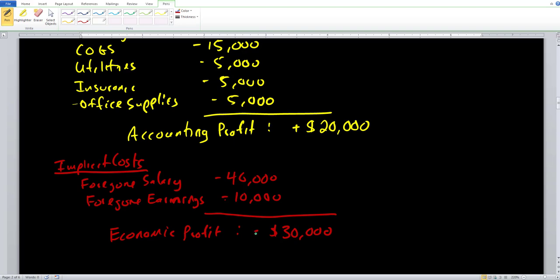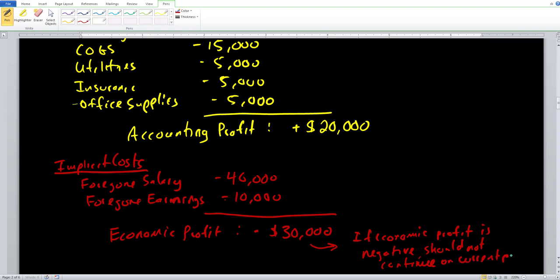So therefore, our economic profit is negative. And what does that tell us? Did we make the good decision by pursuing our dreams, or the bad decision? It just tells us that we have made the bad decision. Remember, if economic profit is negative, that means we should not continue on our current path. Meaning that we've made the wrong decision. We should have gone with our next best alternative of being the accountant instead.